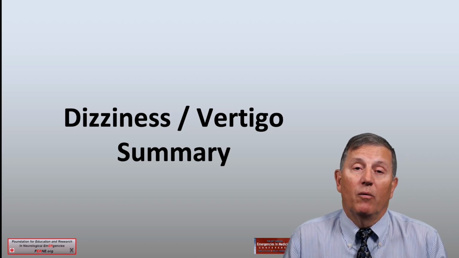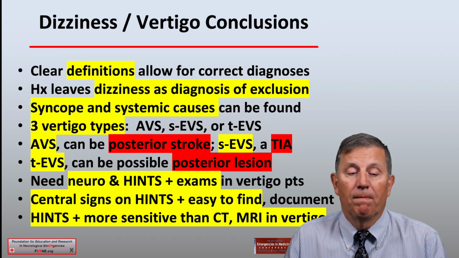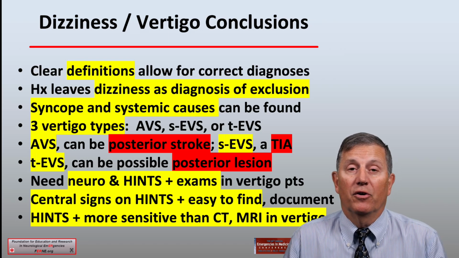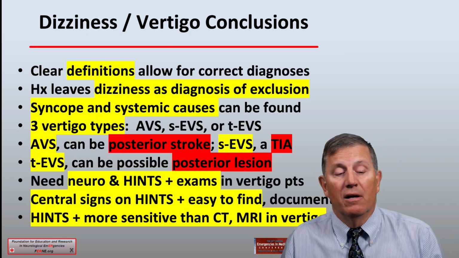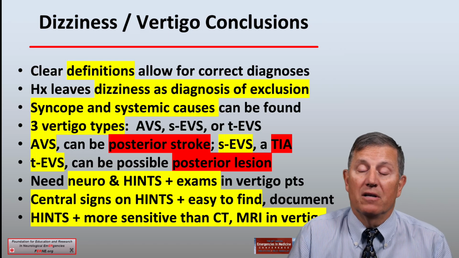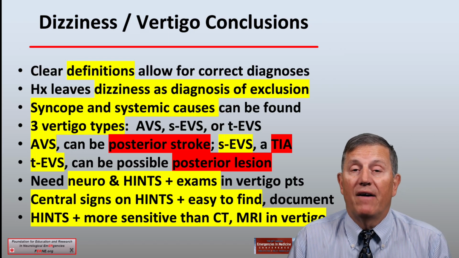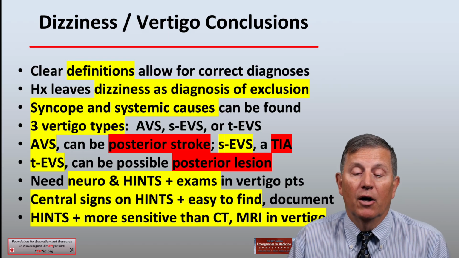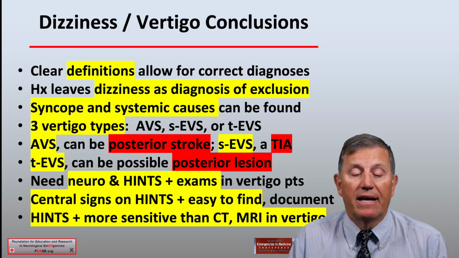So let's summarize what we've learned from our dizziness and vertigo discussion today. What are our conclusions? We know that there are clear definitions that allow us to correctly diagnose vertigo and dizziness. We know that if you do the history backwards, that leaves dizziness as a diagnosis of exclusion. We know that syncope and systemic causes can be found for dizziness. We've learned that there are 3 vertigo types: acute vestibular syndrome, spontaneous EVS, or triggered EVS.